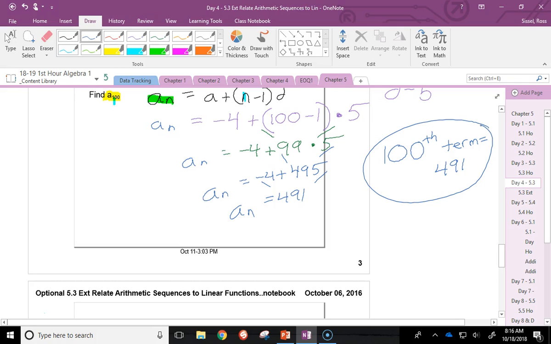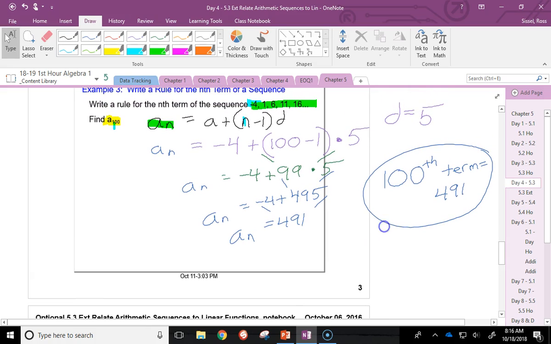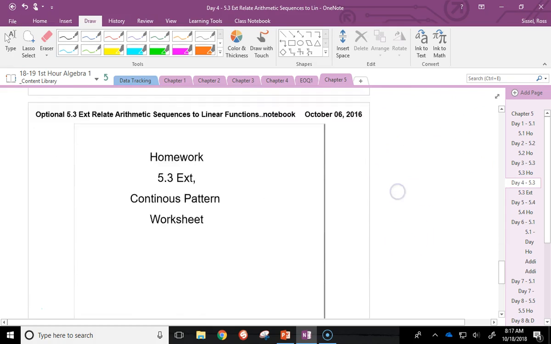What's the point of the minus 1? Because we already had the first term in there. Sometimes I don't understand the whole thing, but it works.